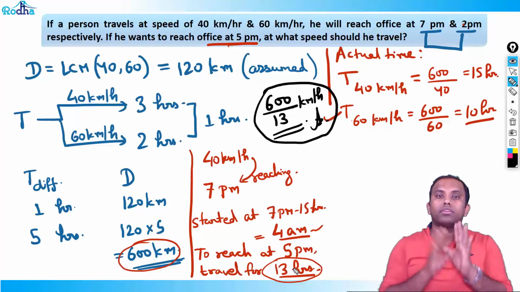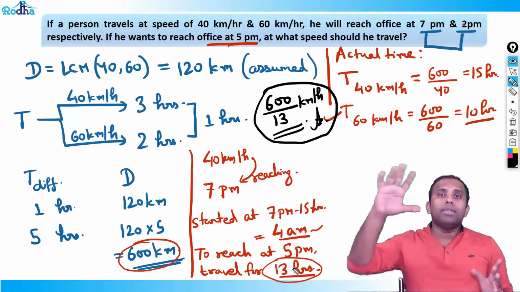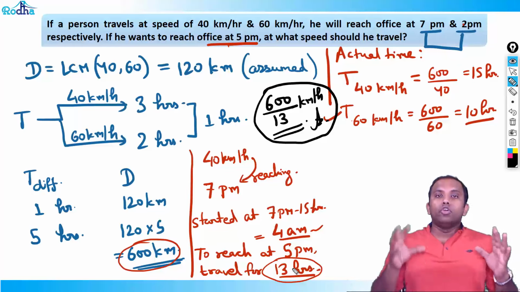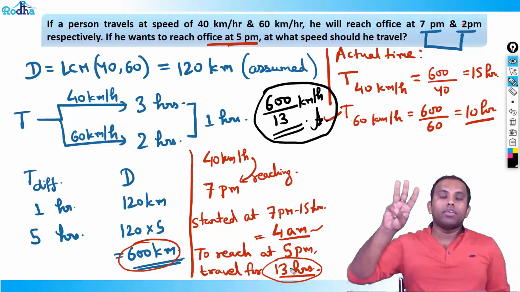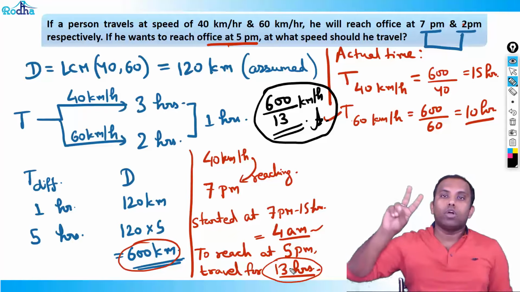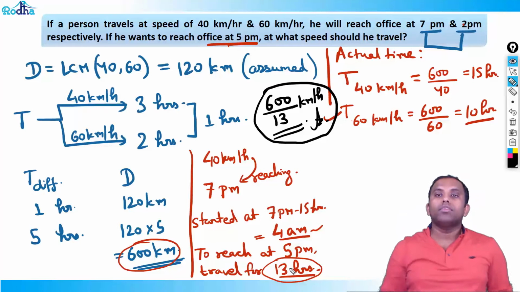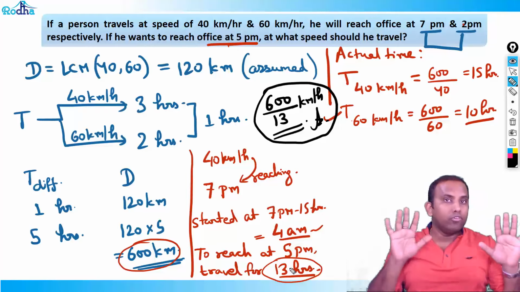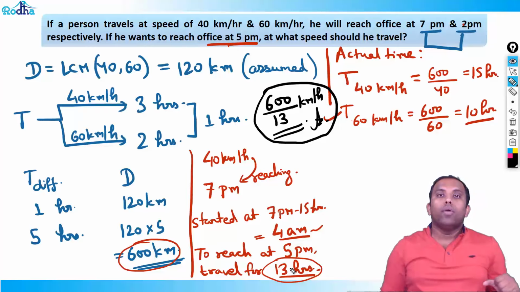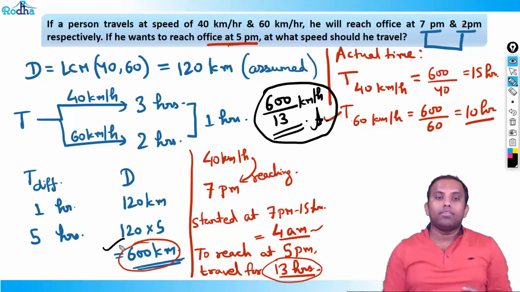Once again, you can understand this question. It's a very good question actually, and you can do it very fast, mentally. Assume the distance as the LCM of 40 and 60, that is 120 kilometer. 120 kilometer at the speed of 40 takes 3 hours. At the speed of 60, it takes 2 hours. The difference is 1 hour, but actually the time difference in the question is 5 hours, 2 p.m. to 7 p.m. So if I assume the distance as 120 kilometer, the time difference is 1 hour. That means if the time difference is 5 hours, the actual distance is 600 kilometer.